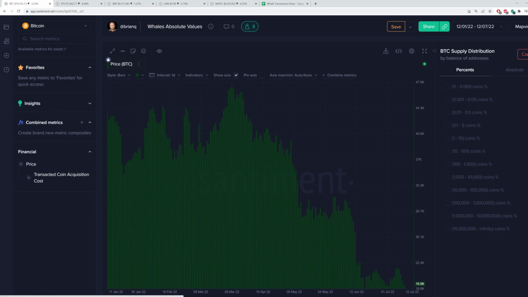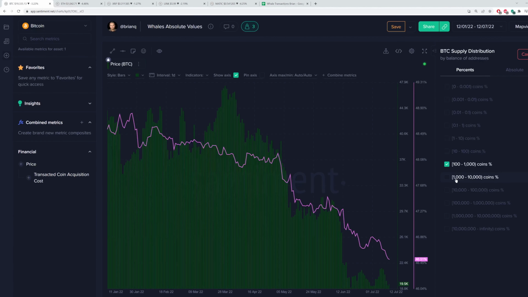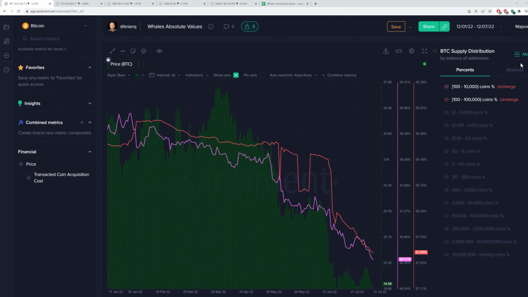You can click on merge here, and you can actually just click on the 100 to 1,000 and 1,000 to 10,000, hit confirm, and that will automatically combine. And you can see they were holding 48.57 down to 46.51 collectively in terms of their percentage of the supply. Now, if you want to compare it, we could even go 100 to 100,000, hit confirm, and you can see the slight differences going on.